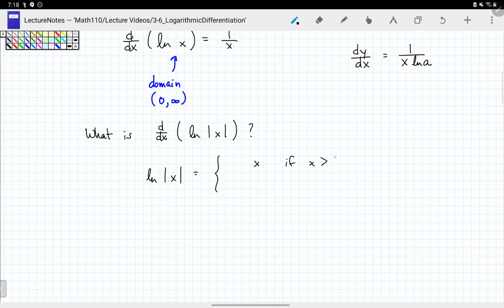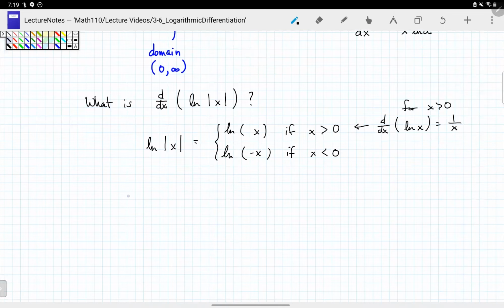So the absolute value of x is x if x is positive, and the opposite of x, which is a positive number, if x is negative. And so we would be taking the natural log of that number. So that's the natural log of the absolute value of x. And we've already seen that the derivative of the natural log of x is 1 over x for x positive.